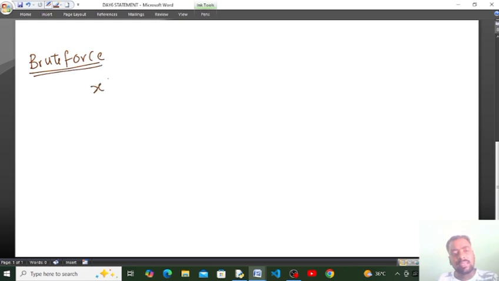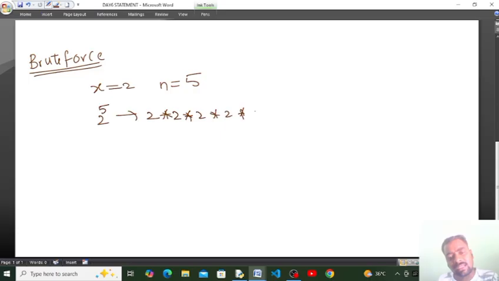For example, let us take the base as 2 and n as 5. It means I want to calculate 2 to the power of 5. That is nothing but multiplying 2 with itself how many times? 5 times. Yes or no? Right, so this is 2 to the power of 5.